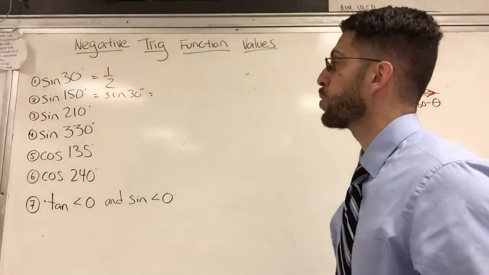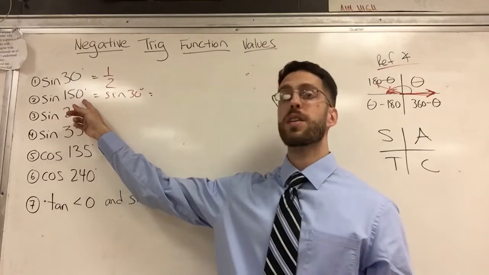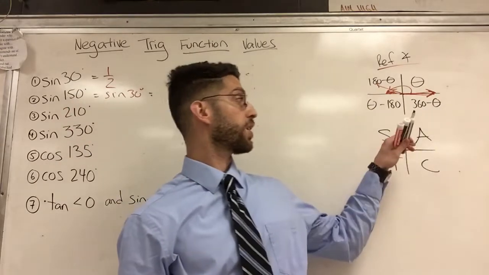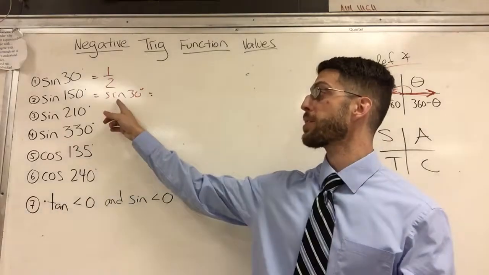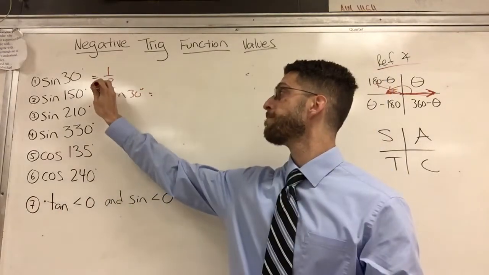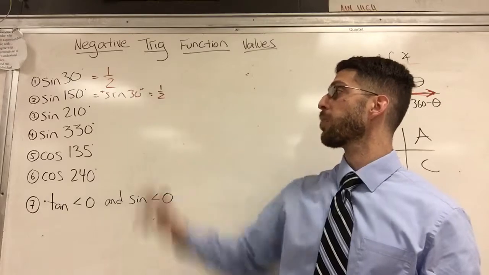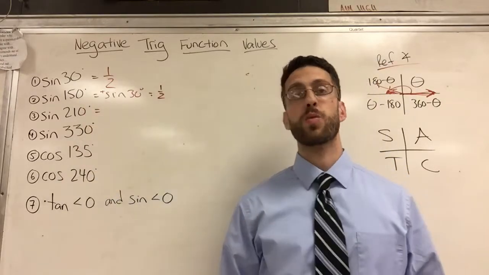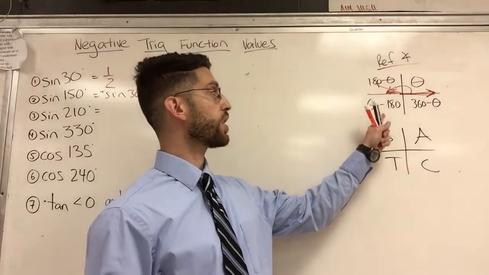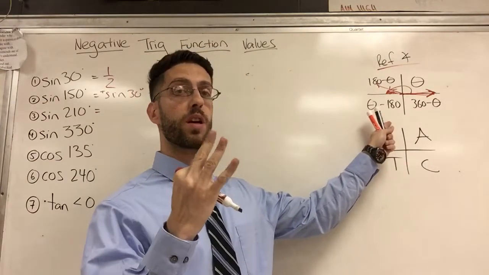So in number 2, I have to worry about where 150 degrees is, and it's in quadrant 2, and I know sine is positive here, so I'm going to get a positive sine 30, which is positive 1/2. Let's go to 210. Well, 210 is where? This is 180, so 210 is going to be in quadrant 3.